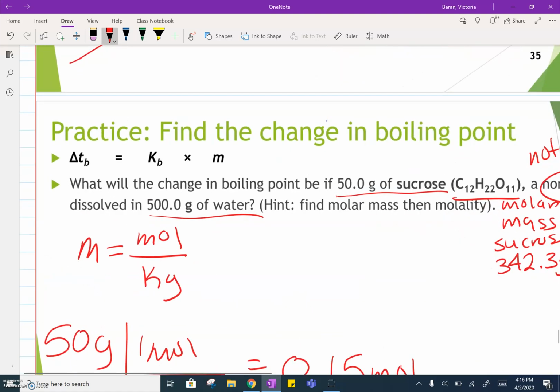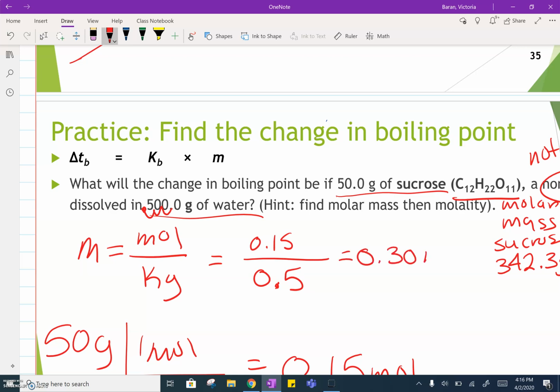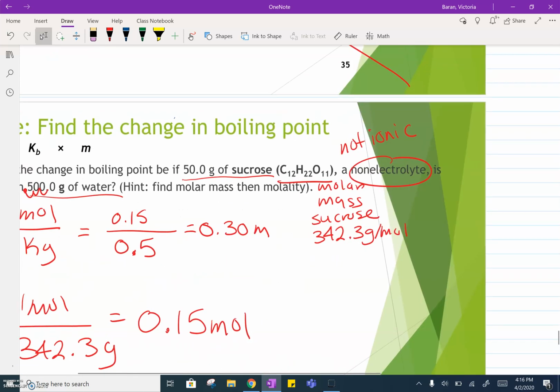Now, for the water, it is in grams. I have to get it into kilograms, so I'm going to move 3 decimal places to the left. So I will get 0.5 kilograms of water for my solvent, and I have 0.15 moles of my solute, and I'm going to divide those, and I will get 0.30 m, which is our molality. So now I can find the delta T_b, the change in boiling point.